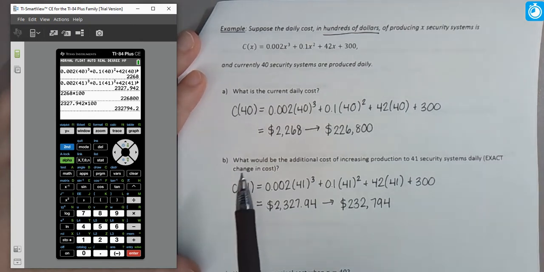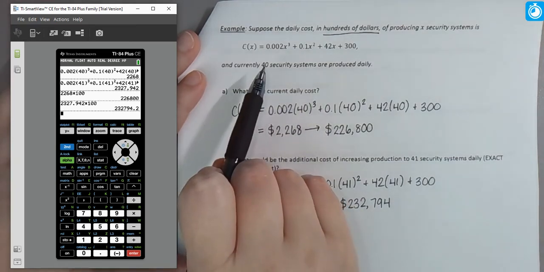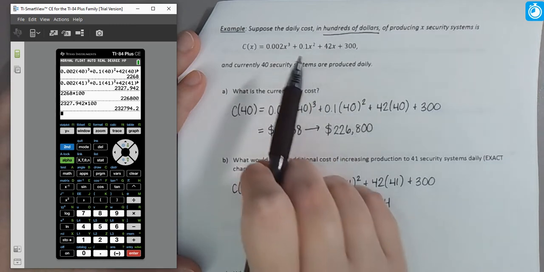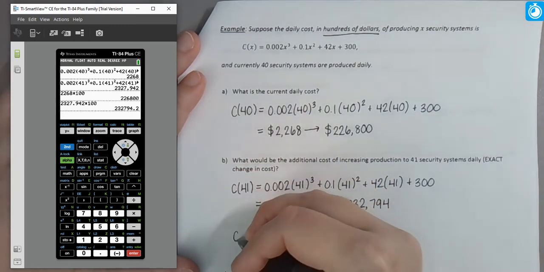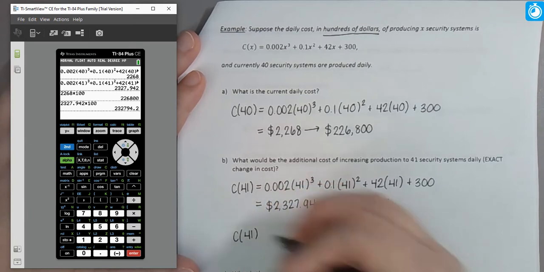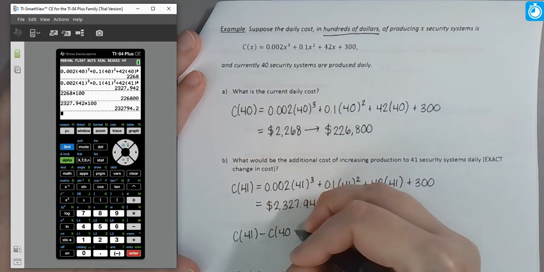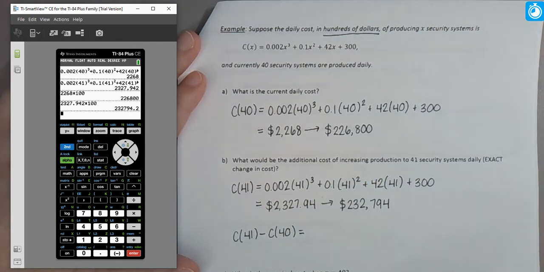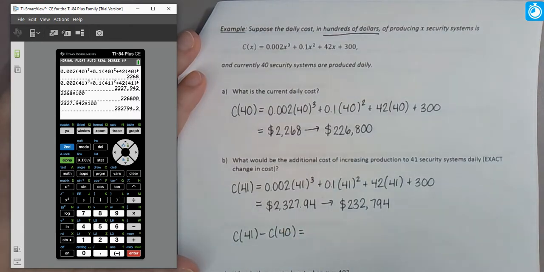So the question was, what would the additional cost be to increase production by 1 unit, to go from 40 units where we currently are to 41 units where we potentially could be. So the change is going to be the total cost for 41 minus the total cost for 40, and we just determined those values, and they're not 1,000, it's hundreds of thousands at that point.